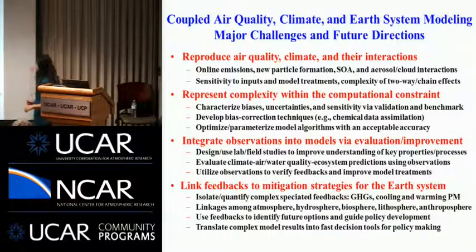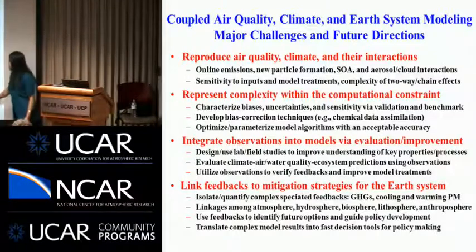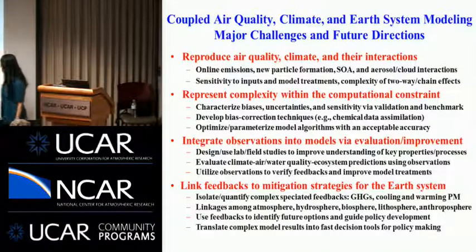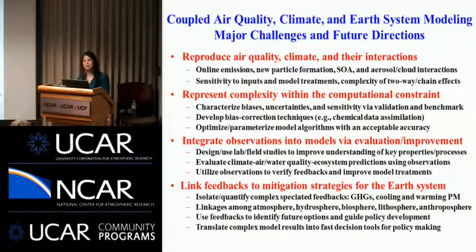Then finally, how can we link all those complex feedbacks to mitigation strategy for the entire climate Earth system model, translating the complex model results into a fast decision tool that would lead to co-benefit for mitigation of the air pollution issue and adverse climate change and Earth system change? That's a big challenge.